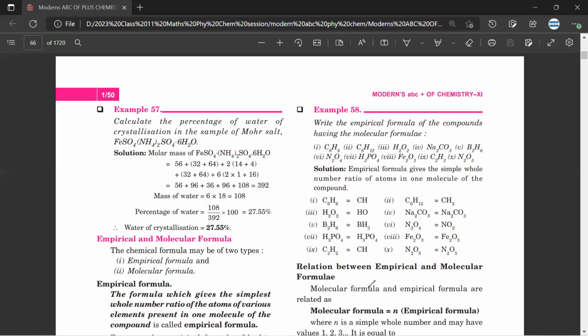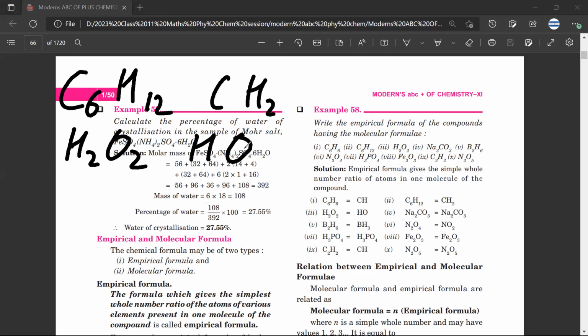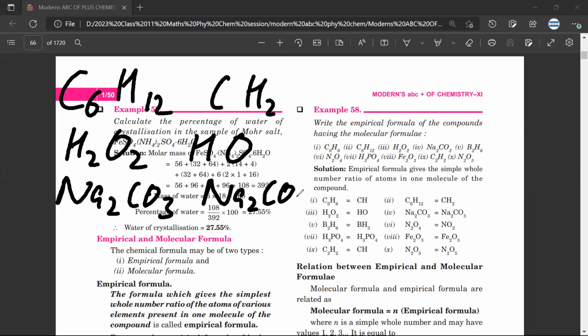So for example, C6H12, the ratio is CH2, 1:2. If I take H2O2, the ratio of hydrogen to oxygen is just 1:1. Na2CO3, here the empirical formula and the molecular formula are the same. Is it making sense? B2H6, the ratio is 1:3.